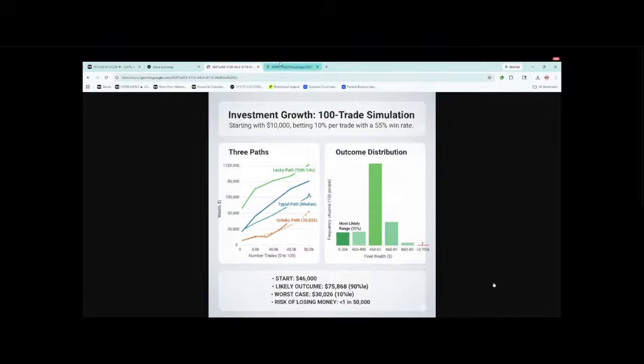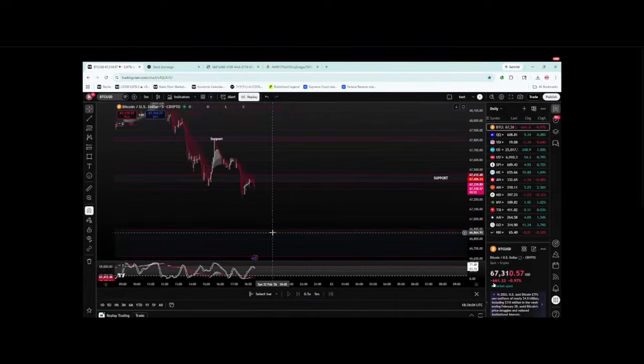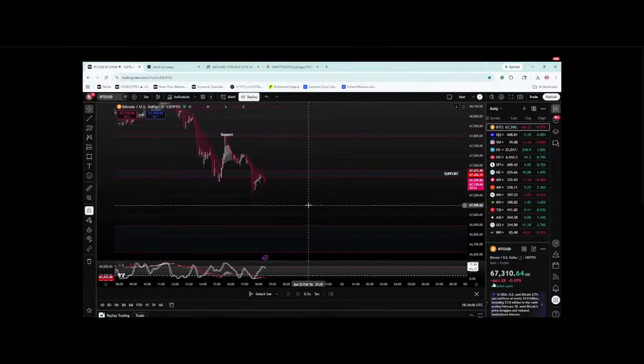So now we can see in real time that the numbers are backing up what we're saying here. Why risk reward is so important. Any questions on that? Any questions at all? Anything you guys are confused on?